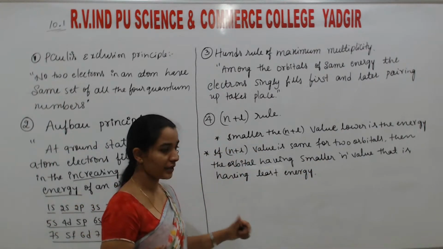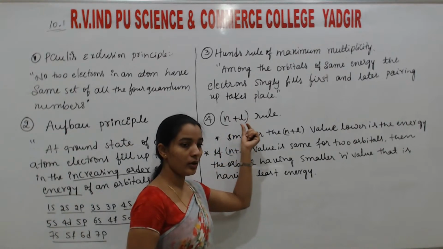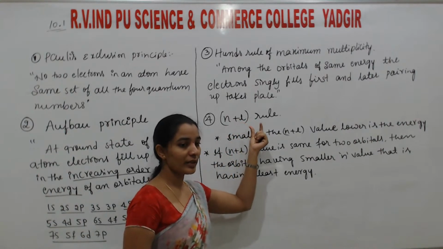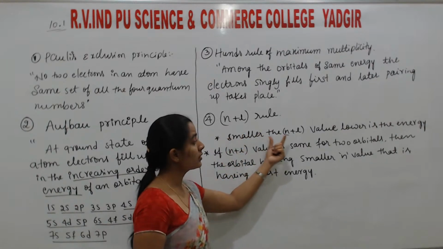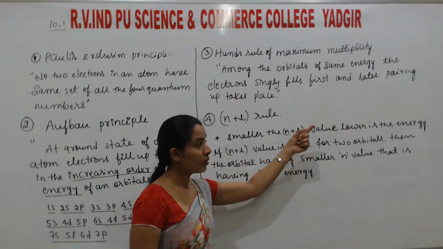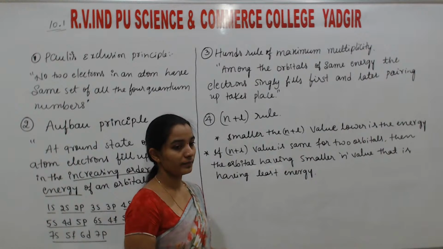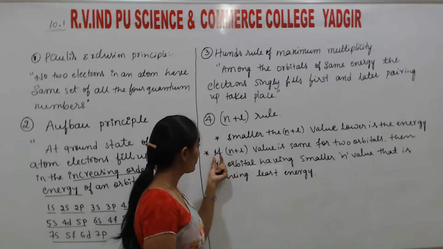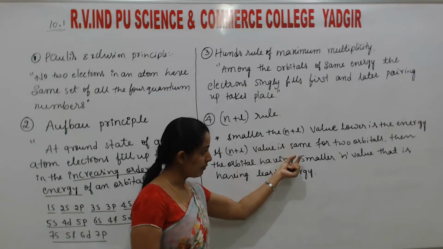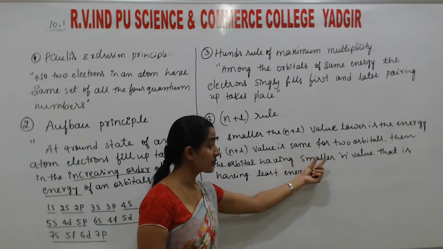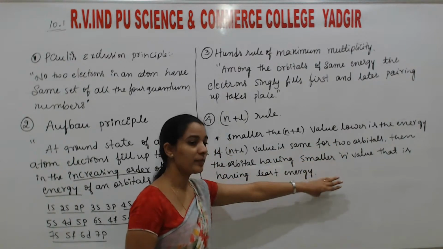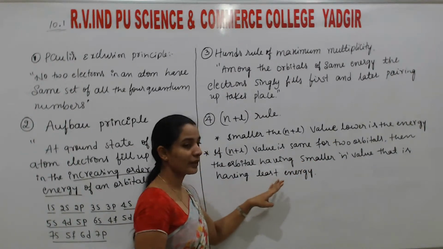There is no statement here, so it is simply a sum of the principal quantum number as well as the azimuthal quantum number. Smaller the n plus l value, lower is the energy. Understood? If the n plus l value is the same for two orbitals, then the orbital having the smaller principal quantum number has the least energy.